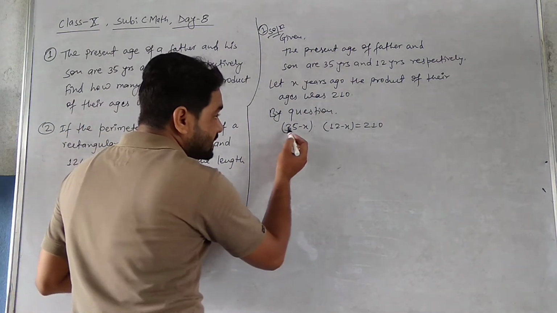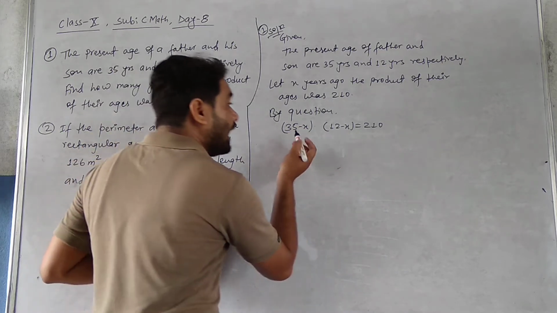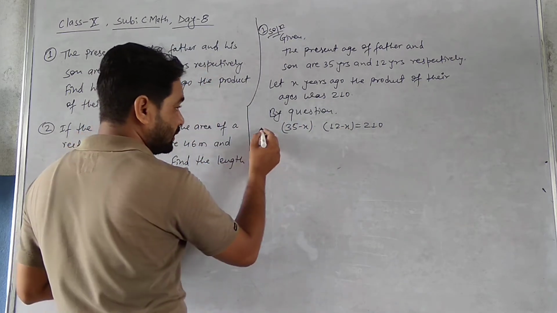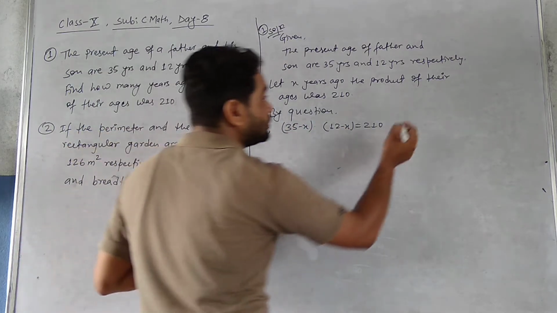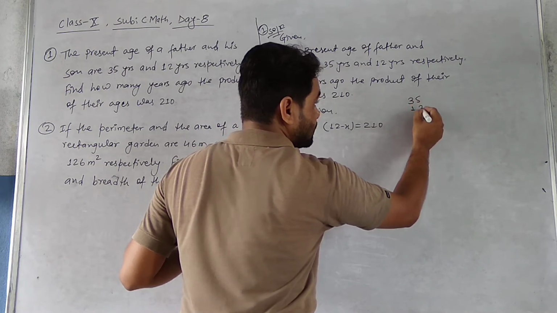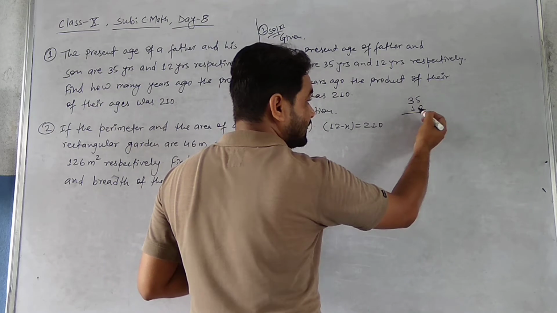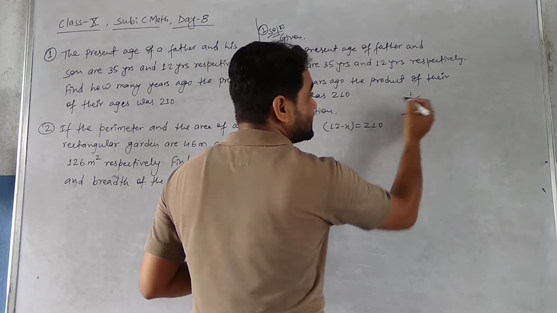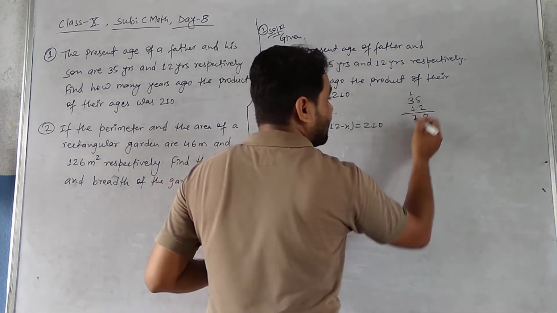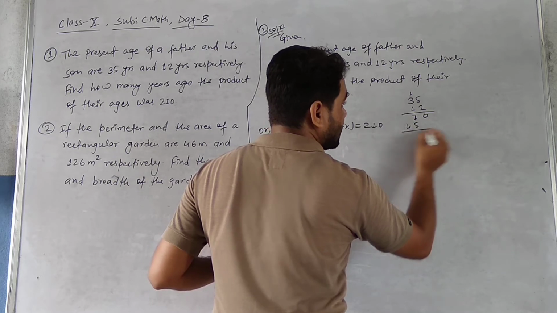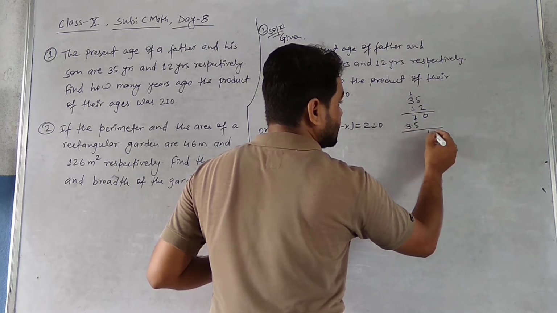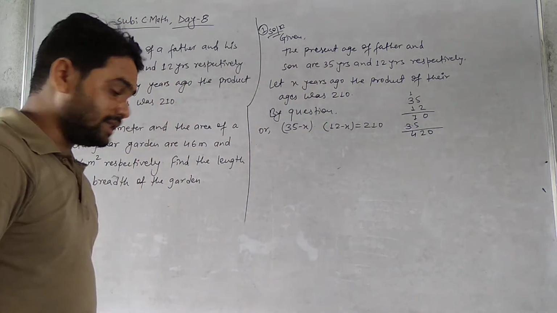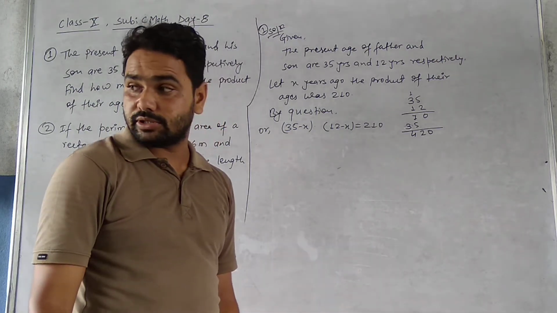Now let's multiply this 35 with this 12 at first, and this 35 with x. That means 35 with both the terms. So let's multiply 35 into 12. Let's do it in a graph. 2 fives are 10, carry 1. 2 threes are 6, plus 1 is 7. Then 1 five is 5, 1 three is 3, that gives 12. Carry 1, we get 420.